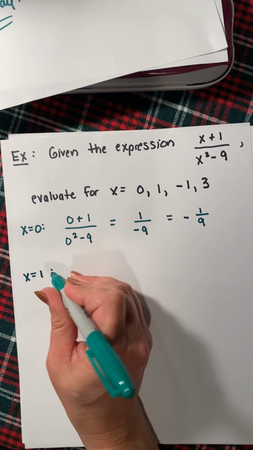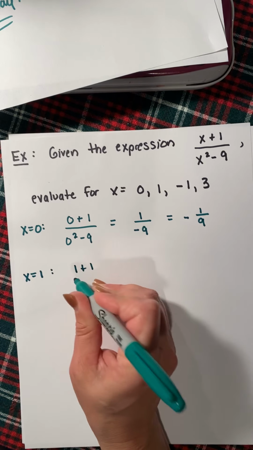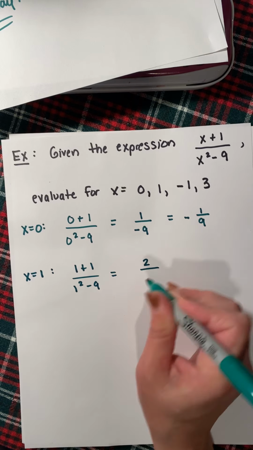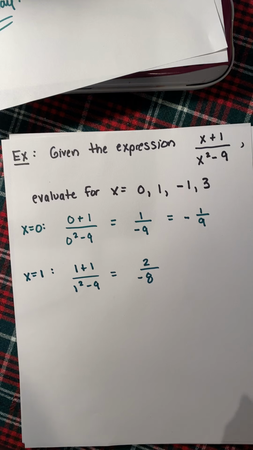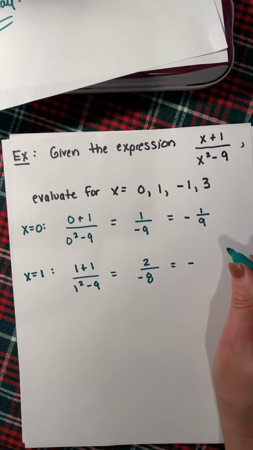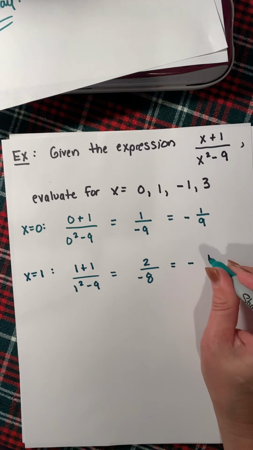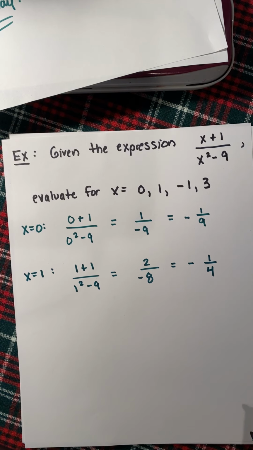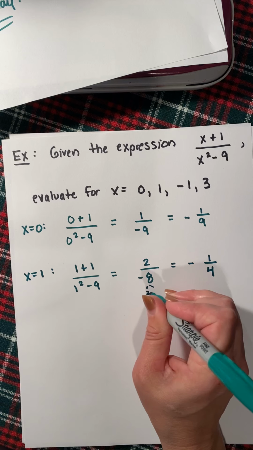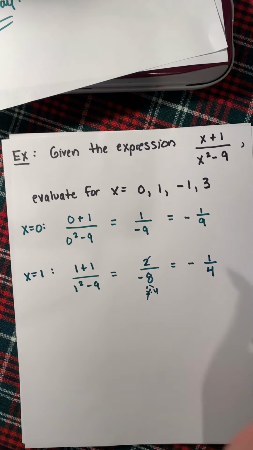All right, let's try 1. We put 1 in, we get 1 plus 1 over 1 squared minus 9. That's 2 over negative 8. All right, now this answer is not, we're getting there, but it's not the final answer because always we want to simplify. So 2 over negative 8, I'm going to pull the negative out front, and 2 over 8 simplifies to 1 over 4 because we have a factor of 2 in 8, right? So remember, I can think of this as 2 times 4, and then the 2's cancel. So we just get negative 1/4.